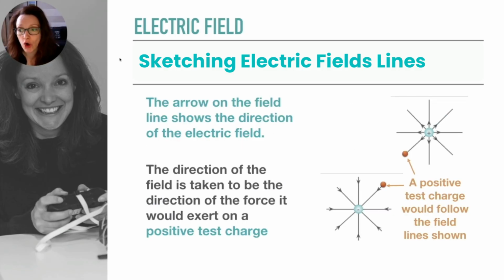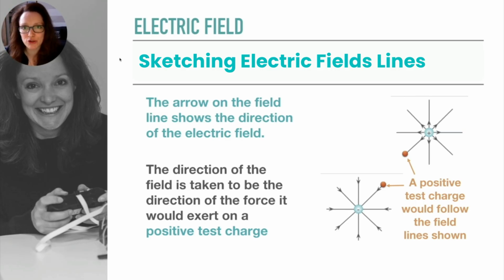We can draw electric fields and represent what they look like, and this is how we do it. So the arrow on the field line shows the direction of the electric field. And I know what you're thinking: how do I know the direction of an electric field? Well, the arrow should always be pointing in the direction that a positive test charge would take.